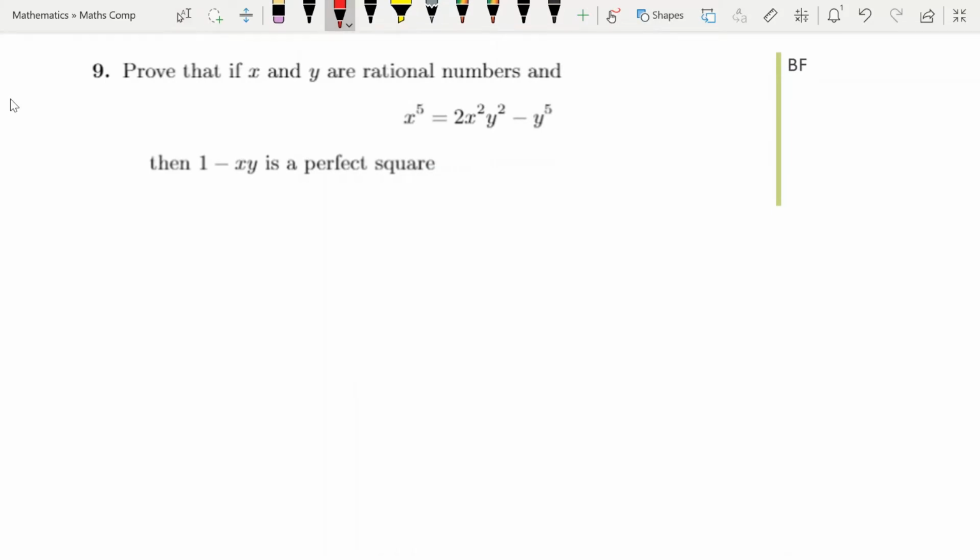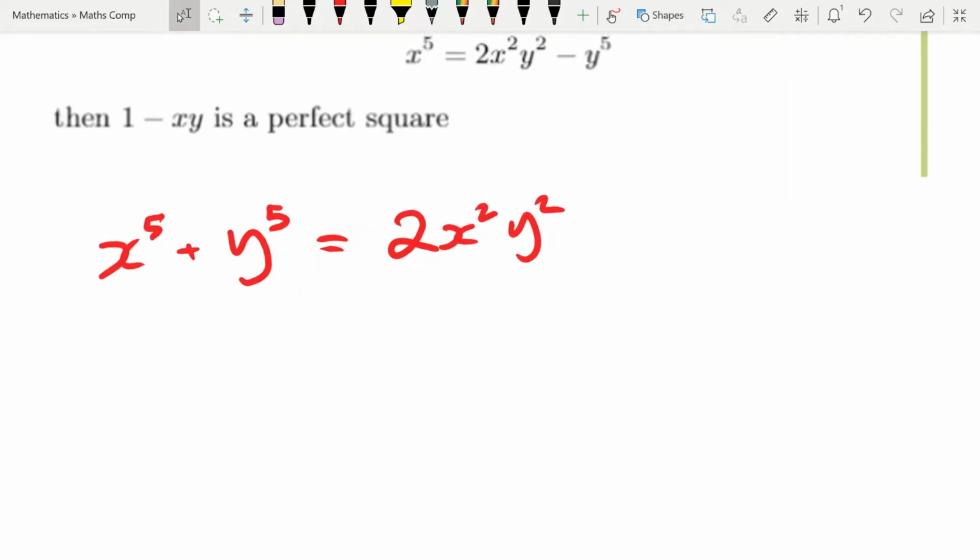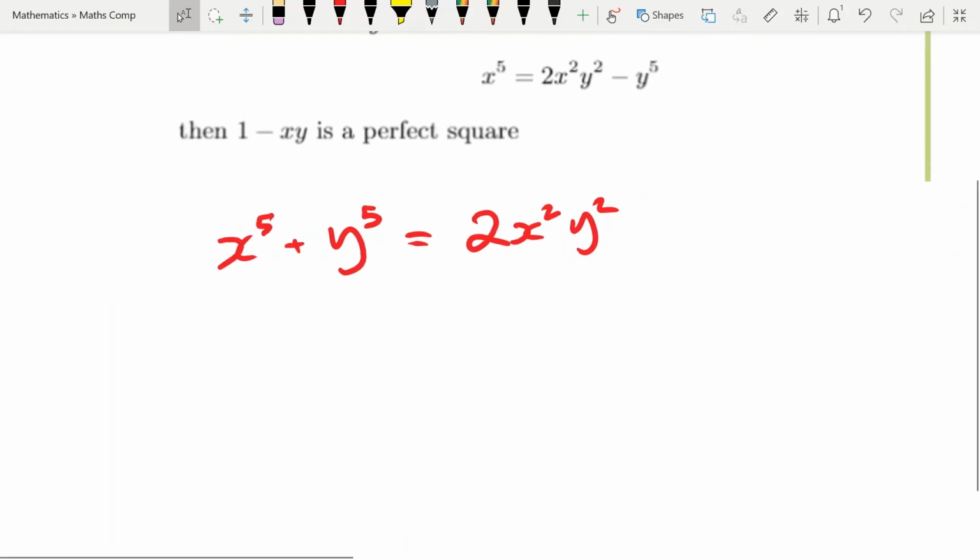First of all, we've got this equation here. We've got x to the 5 equals 2x squared y squared minus y to the 5. It's quite nice to have your powers on this side, as they've got the same degree. From this point here, you can basically get rid of the x squared y squared. If you divide both sides by x squared y squared, you get the following equation.